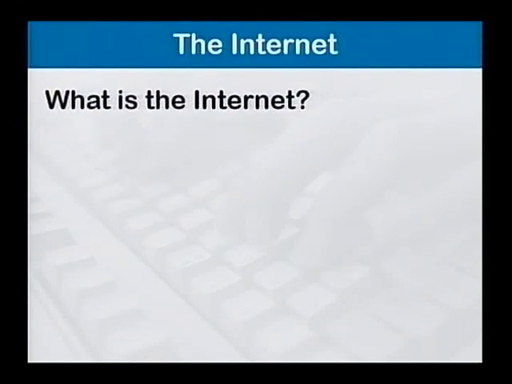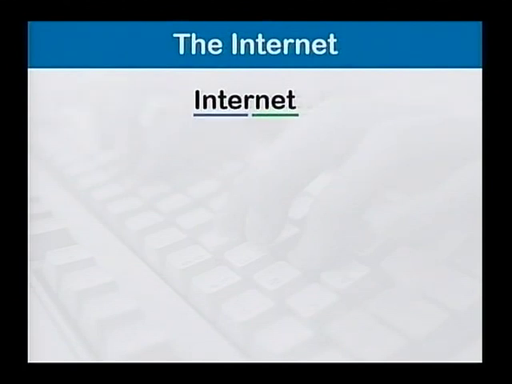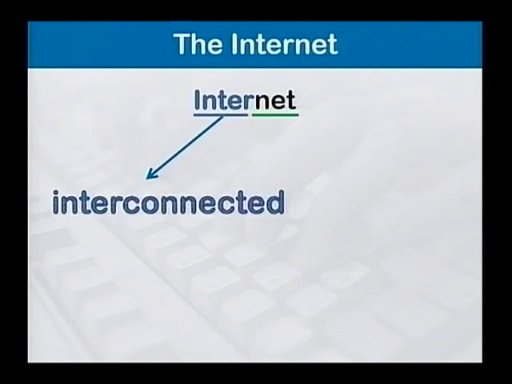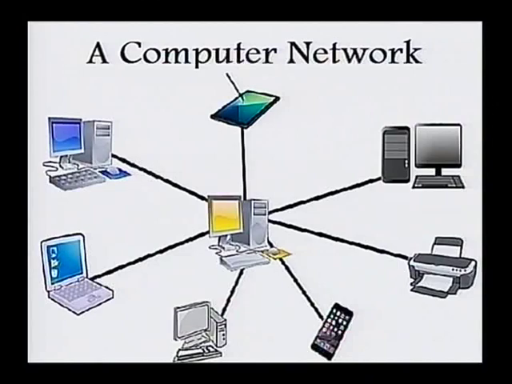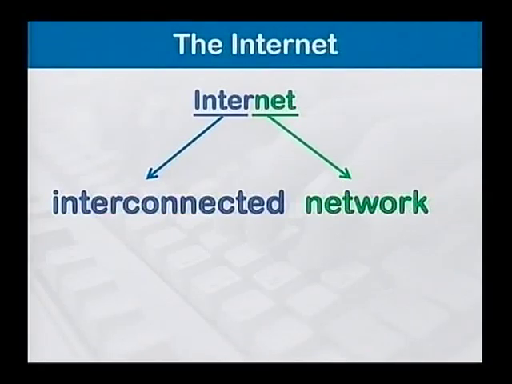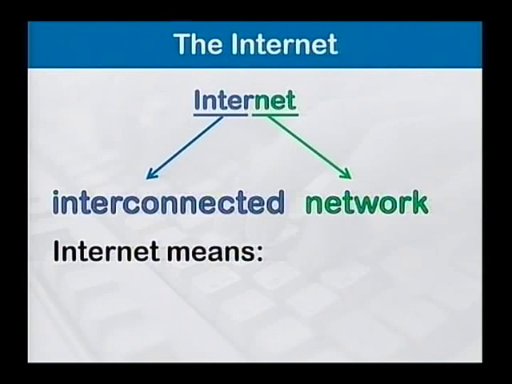What is the internet? Internet is made from the prefix inter and the word net. Inter in this context stands for interconnected. The word net comes from network, more precisely computer networks. To understand, recall a previous lesson where we learned about computer networks. A computer network is a group of computers or electronic devices that are connected together. Hence, the word internet means many computer networks connected together.